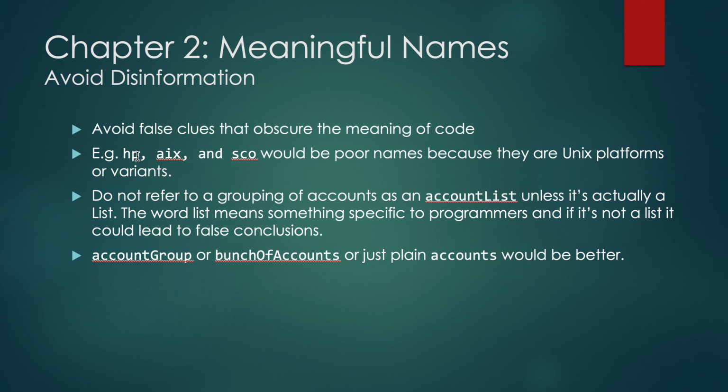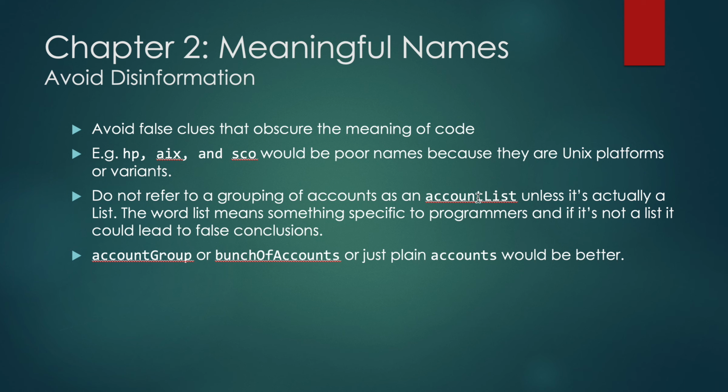And another example of this is, let's say you have a group of accountants, and you name it account list, and it's not actually a list. Let's say it's a set of accountants or just a collection of accountants, then don't name it account list, because that could give the false information that it's the specific list data structure that we're dealing with, right?